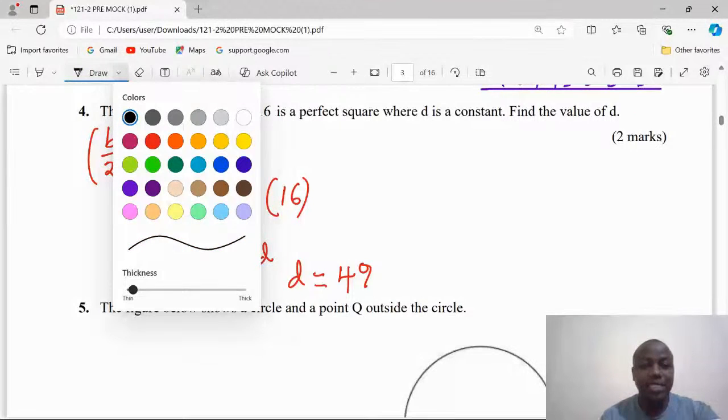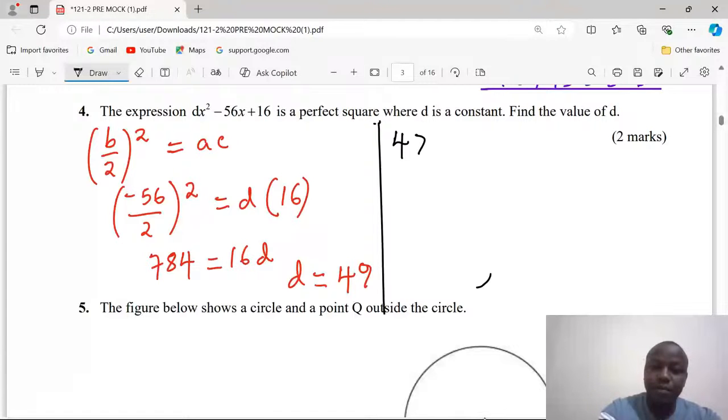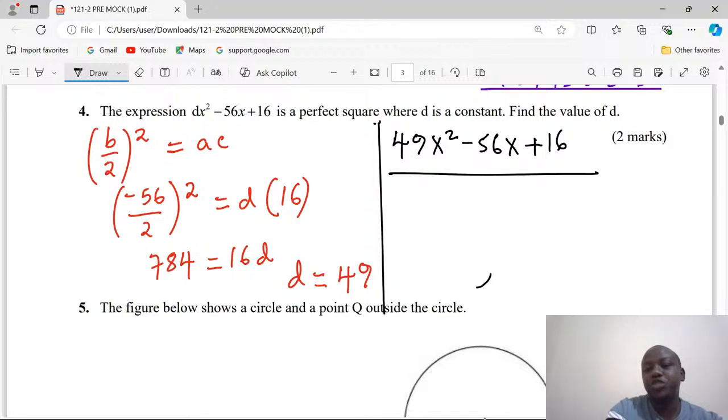In other words, if the examiner had told us to rewrite the expression above now with the value of D known, we have 49x squared, sorry, not D, x squared minus 56x plus 16. This is now the perfect square.